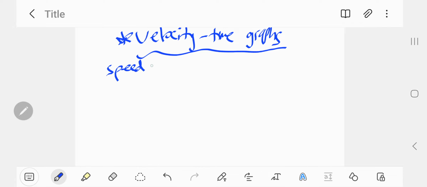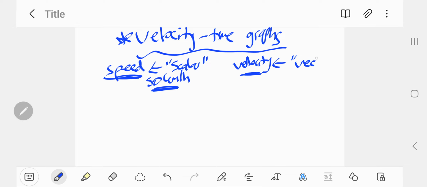Speed is just basically how fast you're moving in a certain amount of time. And we call this in physics a scalar quantity. Scalar means it's just a number. It doesn't have anything else latched onto it. It's just a number. So let's say 50 k's per hour. It's just a number.